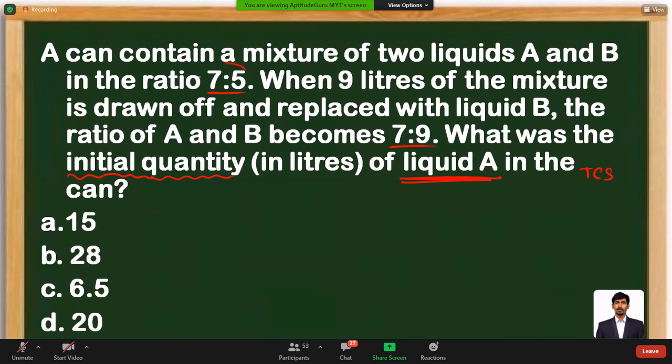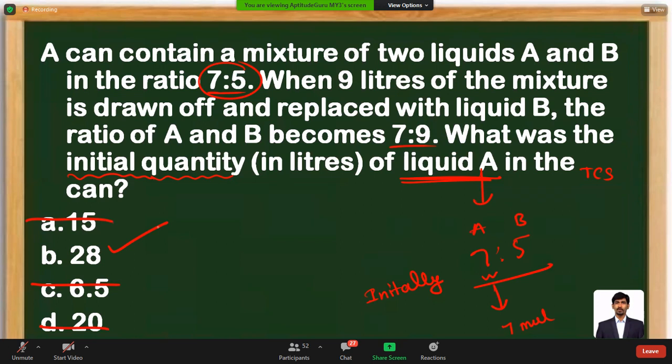So liquid A and B is 7:5. Initial quantity of liquid A they are asking. 7:5 is indicating liquid A and liquid B initially. So they are asking us to find out initial quantity of liquid A, that is going to be 7 parts. 7 parts means answer must be a 7 multiplier. So you can check which is the 7 multiplier here. 28 is a 7 multiplier, mark it as answer choice. I'm just using an unconventional way to mark the answer because of the option choices which are projected like that.